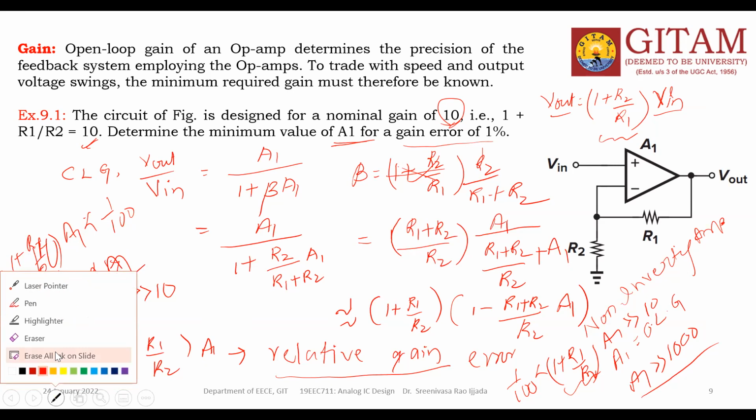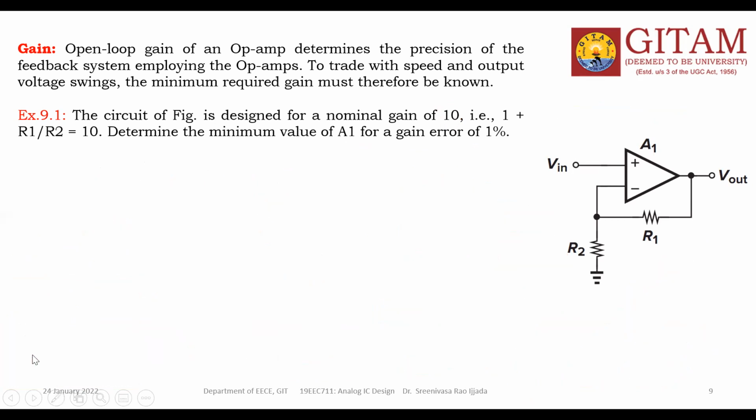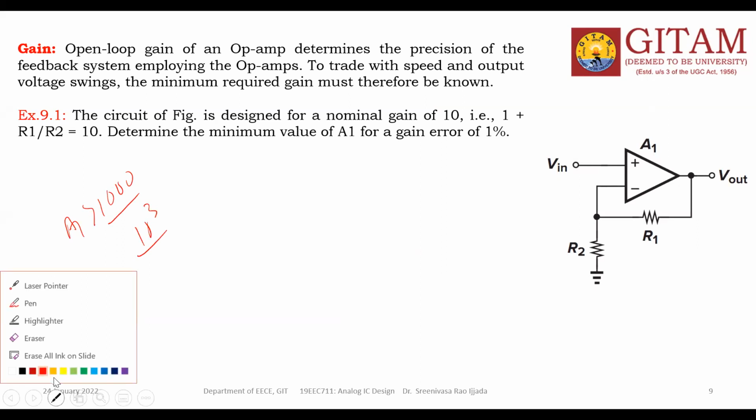So with this amplifier, we can get the open loop gain. A1 is the open loop gain, whose value we found is greater than 1000, that is 10 cube. Am I correct?